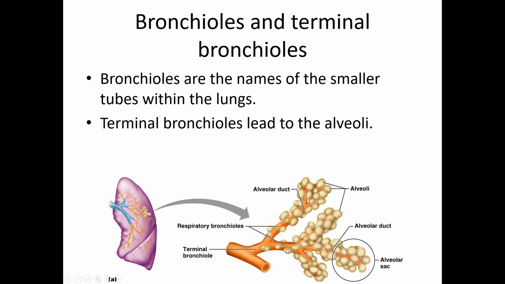And we start to get these little bubbles that pop up periodically. Each one of those bubbles is an alveolus, or alveolus. I really don't care which way you want to say that. A cluster of them is called an alveolar sac. And so that's what's going on once you get to the terminal bronchioles.